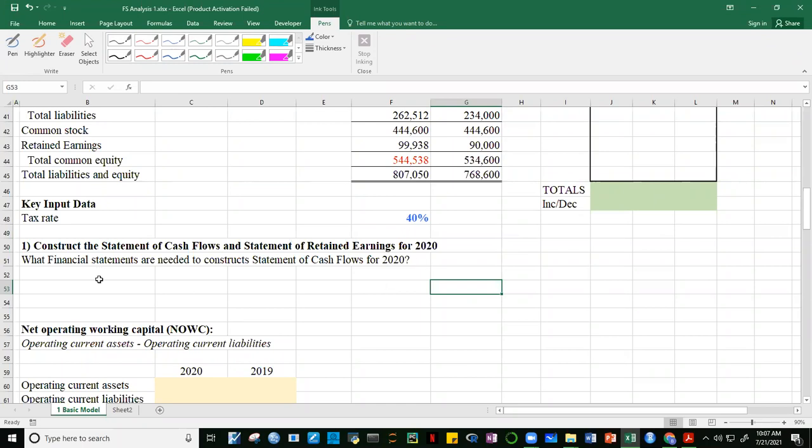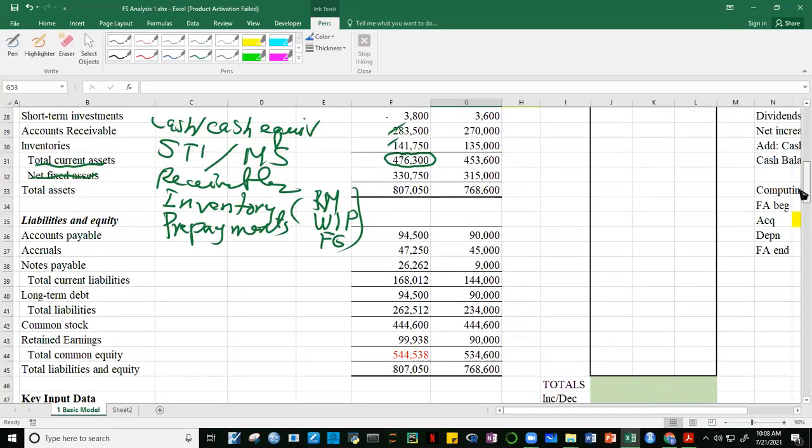Okay, the first thing that we need to do on our own is construct the statement of cash flows and the statement of retained earnings. Let's start with the statement of cash flows. Realistically, we have mga 40 something minutes. Baka hindi natin matapos yung statement of cash flows, but let's see kung saan tayo matatapos.